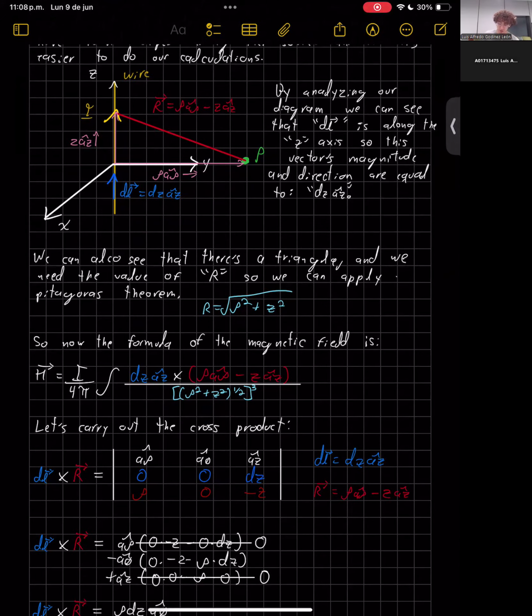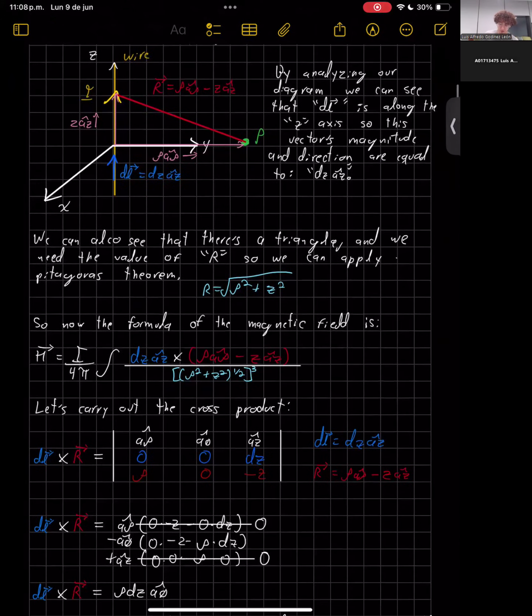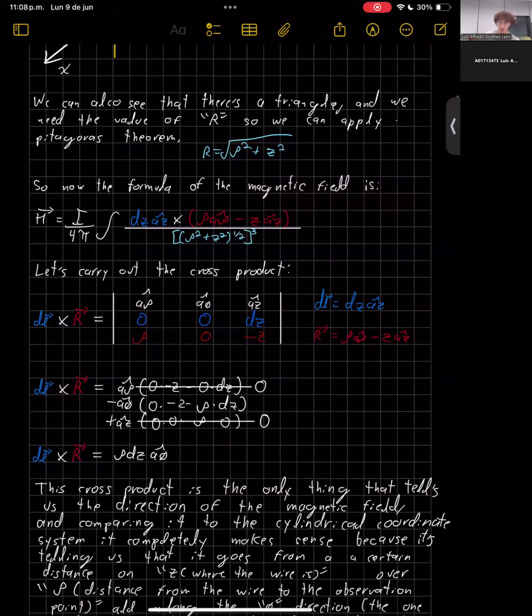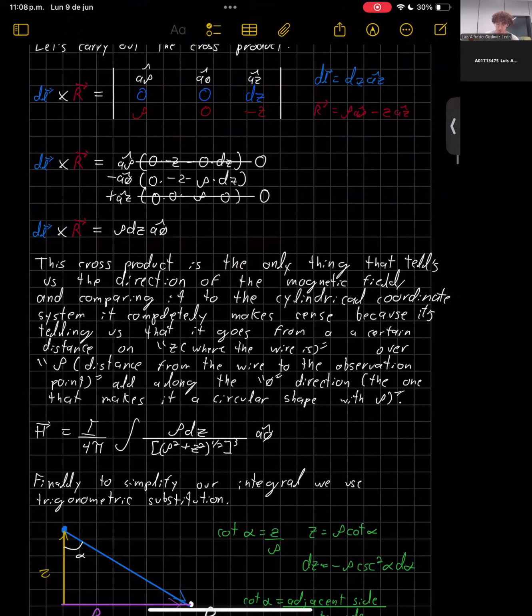Then we apply the formula of the magnetic field, and it's just going to be the differential of line. We are just replacing values. Then we carry out the cross product between the differential of line and the separation vector. And as we can observe in this integral, the cross product between these two vectors is the only thing in the integral that tells us the direction of the magnetic field.